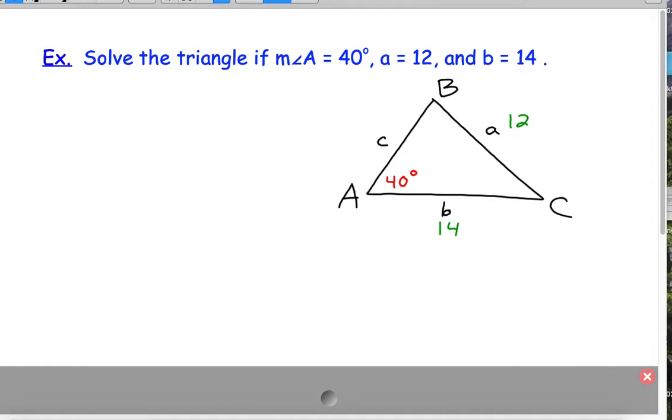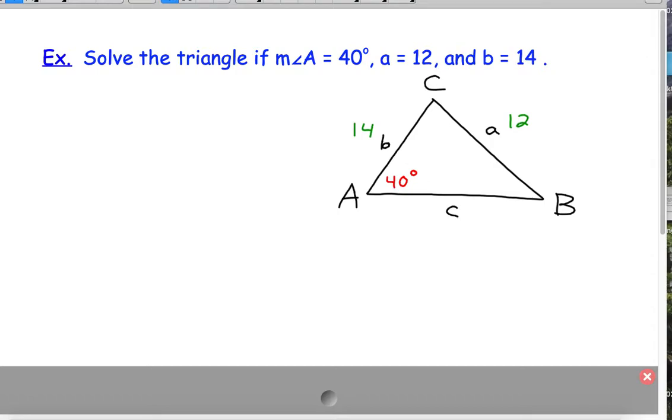And let me draw, actually I'm going to switch the picture a little bit for you to make it easier. Let me switch B and C for you. And let's make this C and this B. So there's B, which was 14, and here's C.